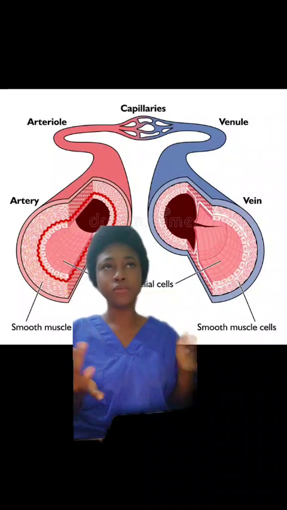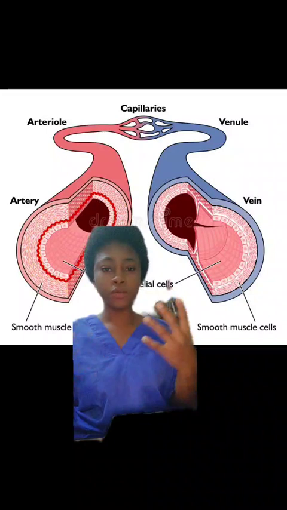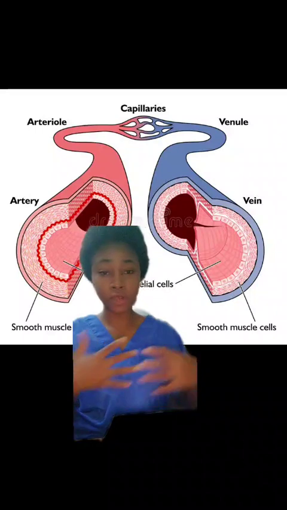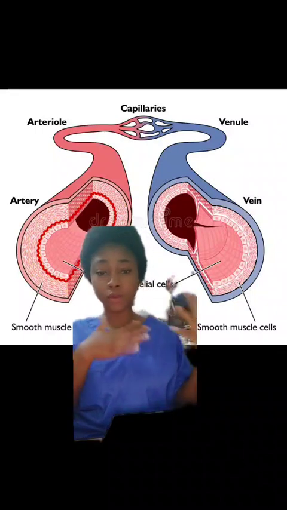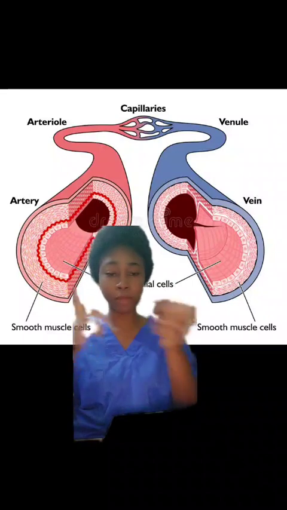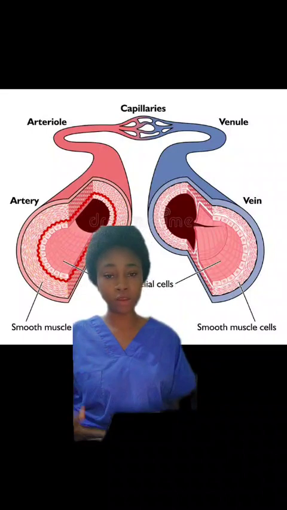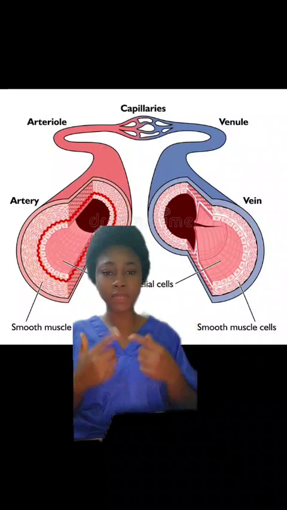And then, because it carries this deoxygenated blood from the capillaries back to the heart for oxygenation and all those things, for transfer of nutrients, and then back to the capillaries for exchange of those nutrients and diffusion of waste products, and then back to the heart again. So that's the function.